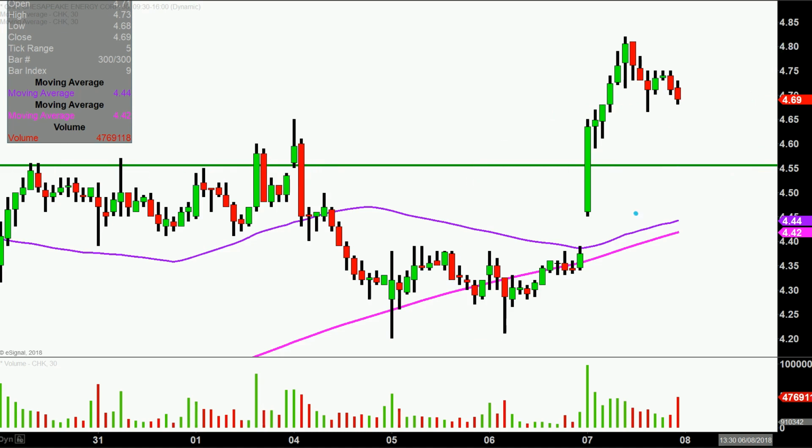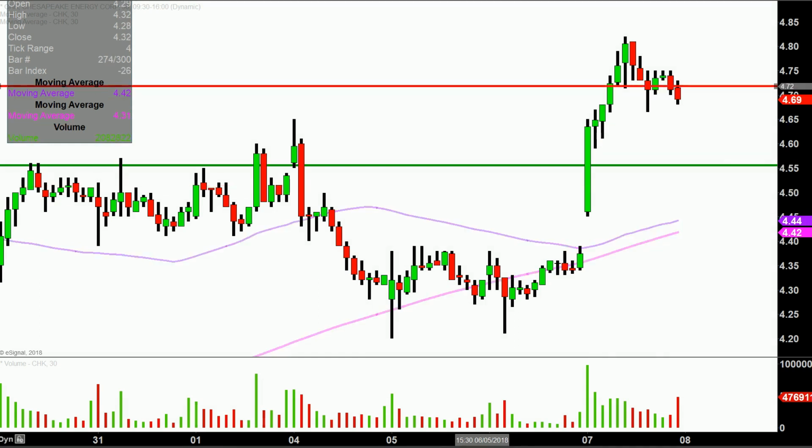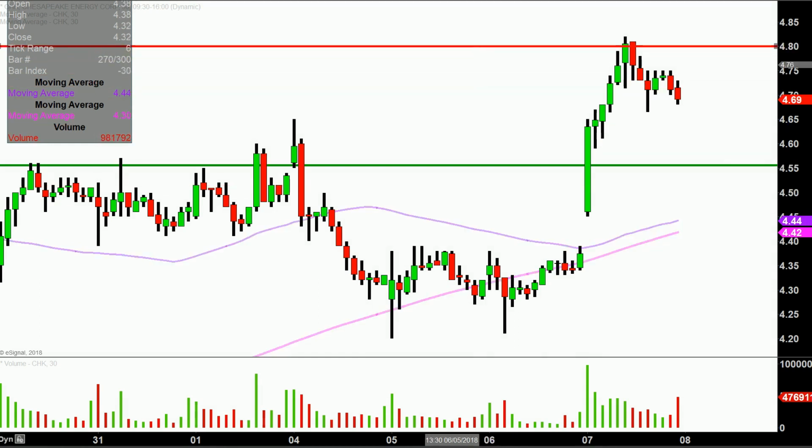If that doesn't hold, you do have these longer-term moving averages right there. The purple line being the 50-period moving average, the pink line being the 200-period moving average. As far as levels of resistance are concerned, the party today essentially stopped right up there at $4.80. So 480, public enemy number one going forward.